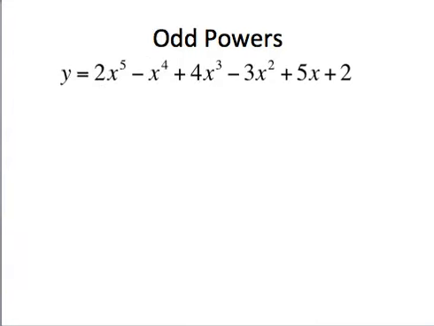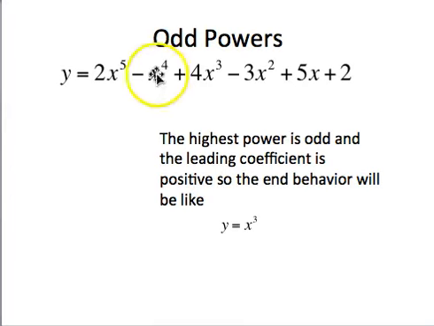Okay, let's move on to odd powers. So now we have 2x to the fifth minus x to the fourth plus 4x cubed minus 3x squared plus 5x plus 2. Odd power, so we're going to think of x cubed and negative x cubed. Coefficient is positive, so it should have the same shape as y equals x cubed, which looks something like this, down to the left and up to the right. So we'll go ahead and state it formally. Highest power is odd, highest power is x to the fifth. Leading coefficient is positive, in fact it's positive 2. So the end behavior should be like x cubed.